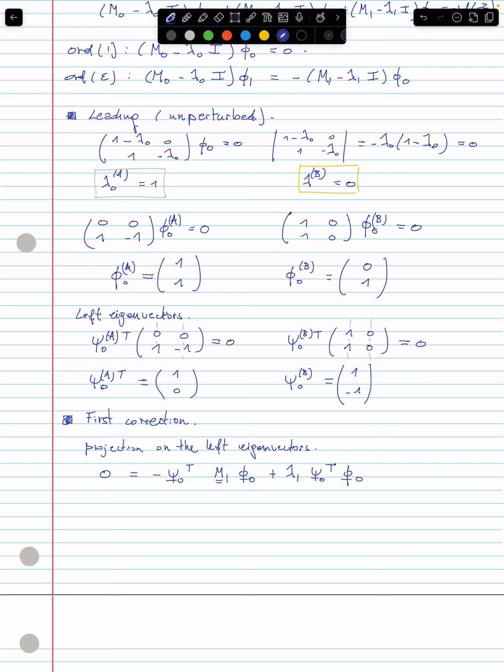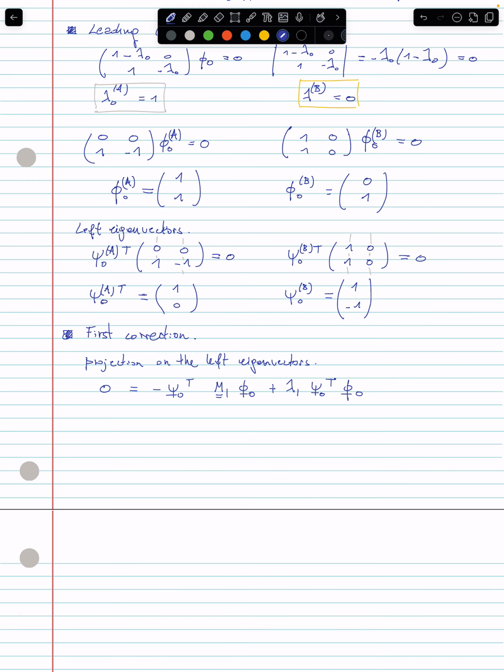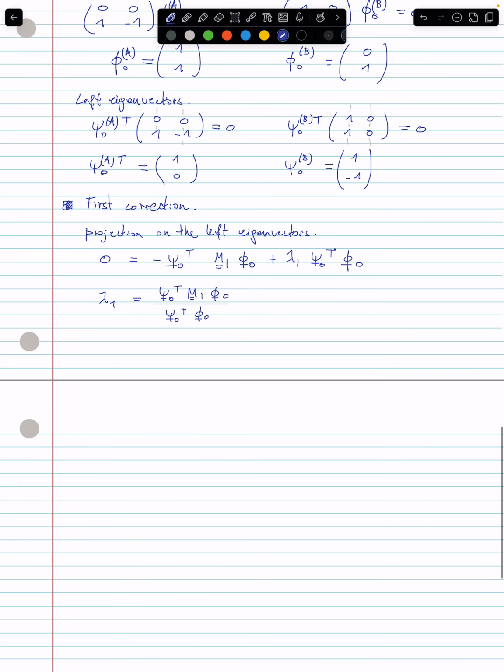And so if I just write the equation with the different sizes of vectors and matrices, that's what we get. And so then definitely we can obtain lambda 1. So the first correction to the eigenvalue from there, lambda 1 is equal to psi 0 transposed M1 phi 0 over psi 0 transposed and phi 0. All right, so what we just have to do now is to compute those products for A and B, and that will just be it.